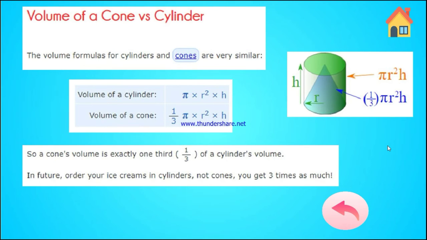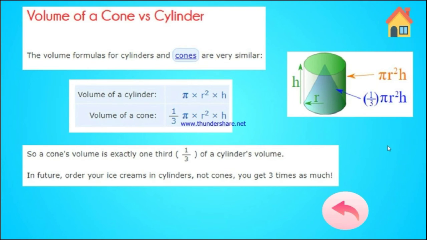Volume of a cone per cylinder. The volume formulas for cylinder and cone are very similar. Volume of cylinder is pi times r squared times h, and then volume of cone is 1/3 pi times r squared times h. So a cone's volume is exactly 1/3 of a cylinder's volume.